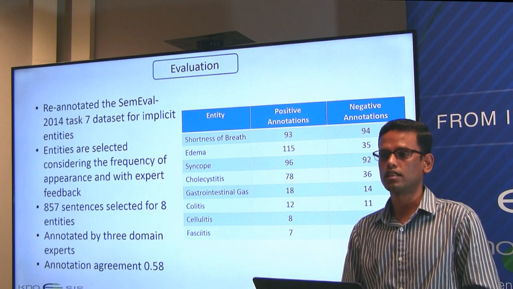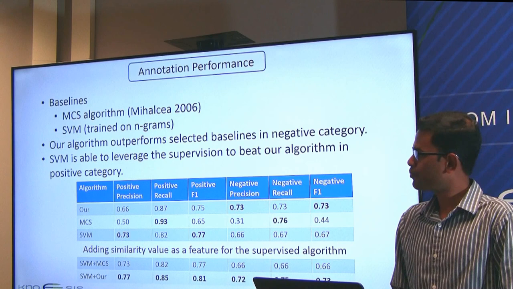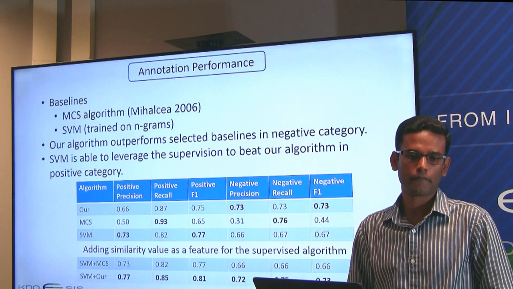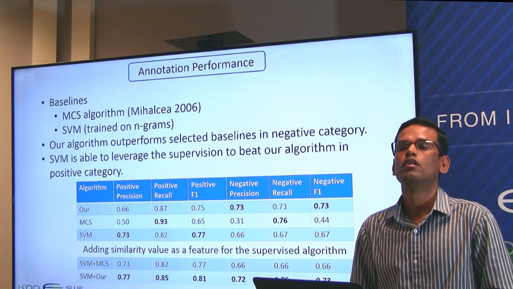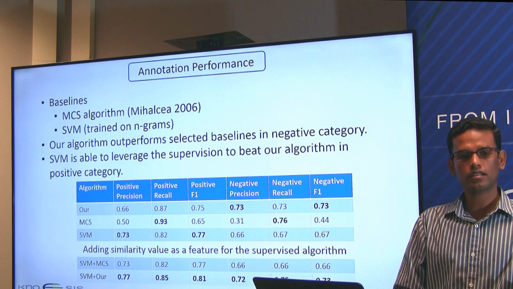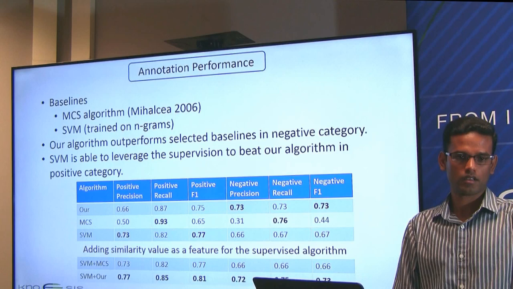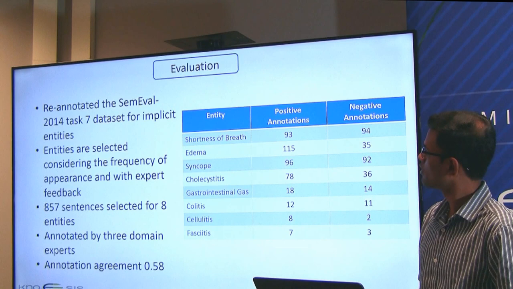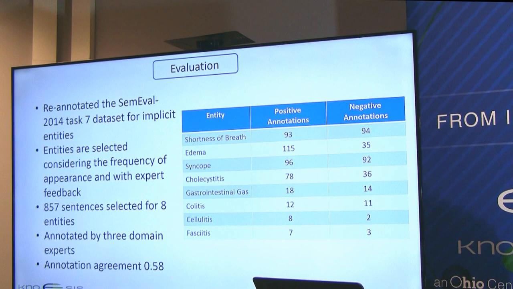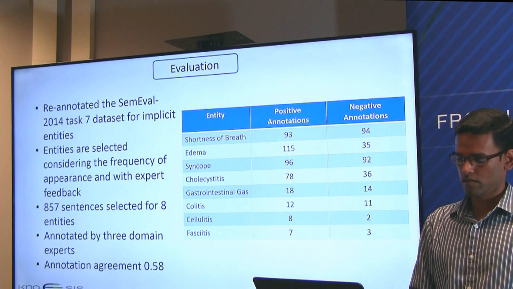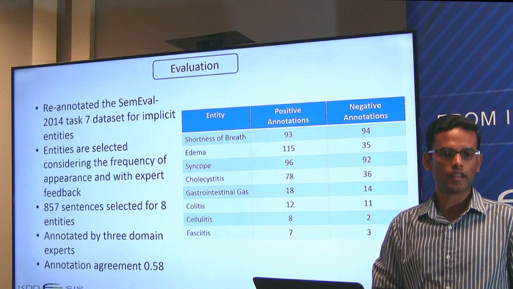Now, to evaluate this work, do you have a sense of the percentage of these that are implicit and explicit in this particular context? Yes. My numbers say 20%, which means 80% is explicit and 20% of that entity is implicit. Okay, so here positive annotation 93, negative 94, so there are 180 plus annotations. How many of them are explicit versus implicit? These are all implicit, you say. The question is how many at the same time were explicit?